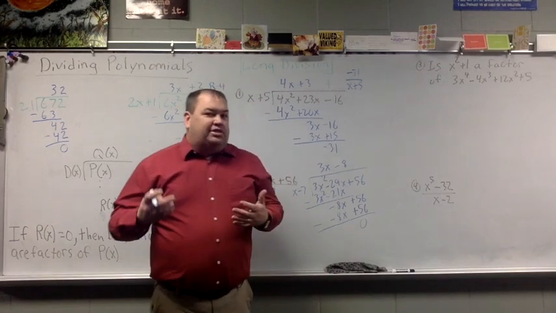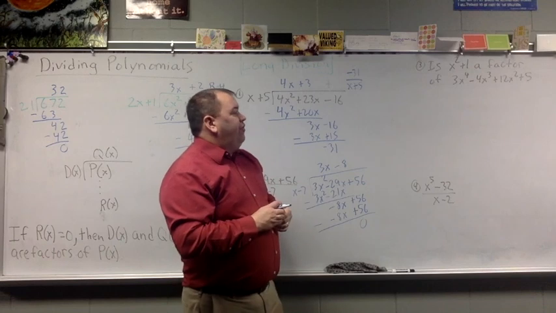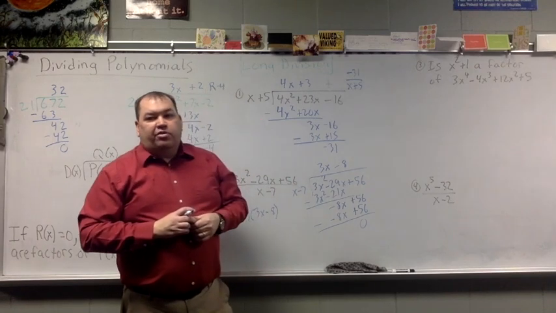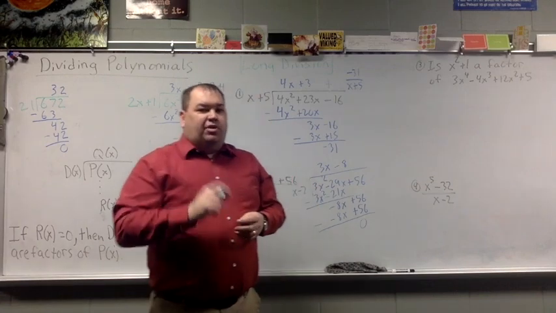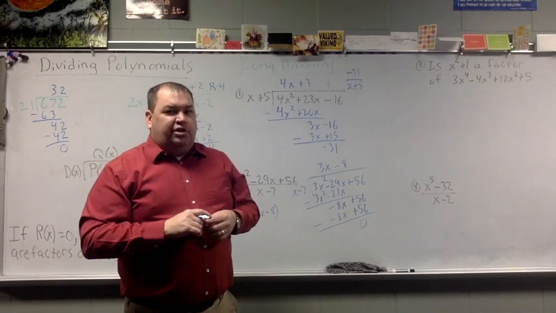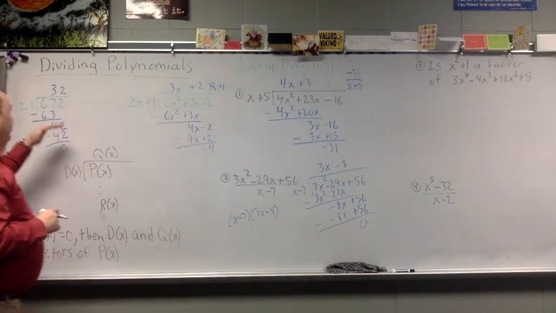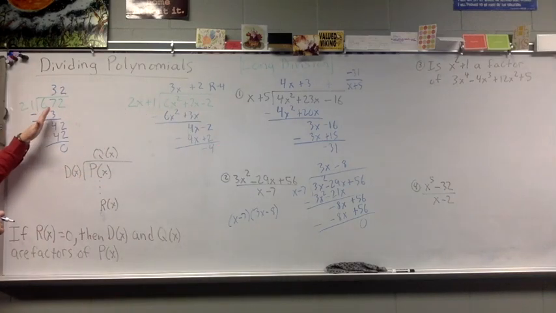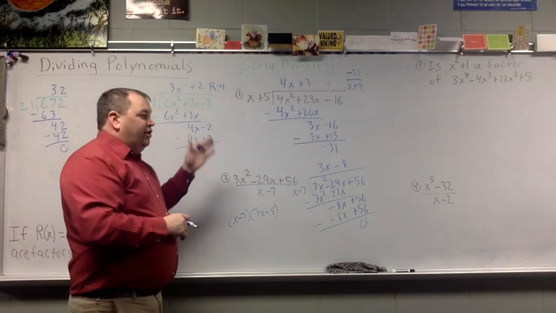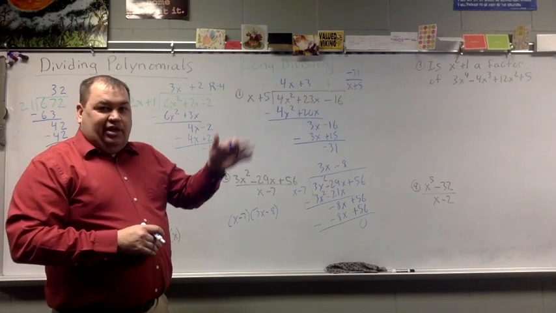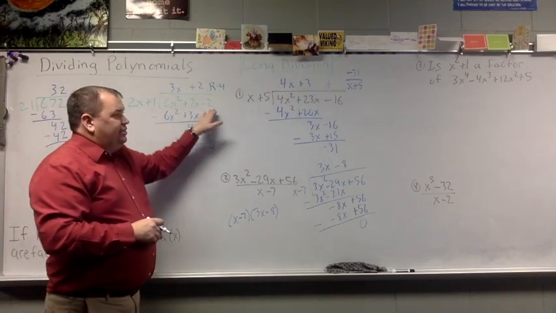Now, they will also disguise them like this. Is x squared plus 1 a factor of 3x to the fourth minus 4x cubed plus 12x squared plus 5? Now, there's something important that shows up in this particular problem. When we do long division, even with the numbers, we never left any spaces. We never left anything blank. There was always a hundreds, a tens, and a ones.